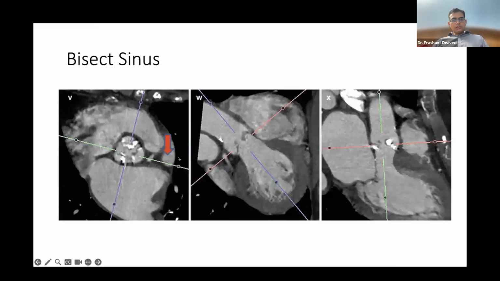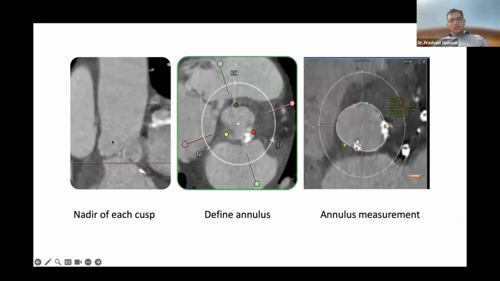Then we will bisect the annular plane, because at this level we are getting the maximum width of the sinuses. After bisecting, we go down, slowly scrolling down, to the nadir of each sinus. First we select the nadir of the left coronary sinus, then the right, then the non-coronary, and we give a point for each sinus. So this red point is for the left coronary sinus, this green is for the right coronary sinus, and this yellow is for the non-coronary sinus.